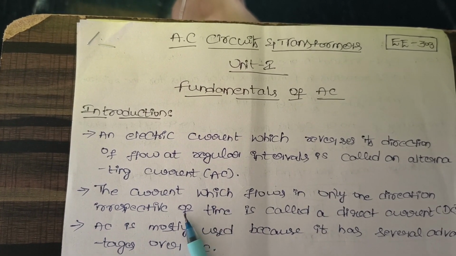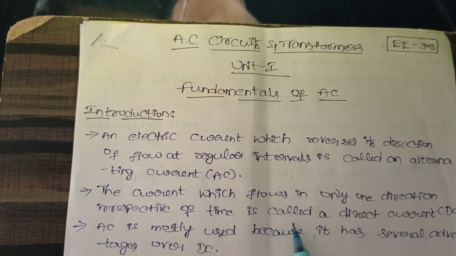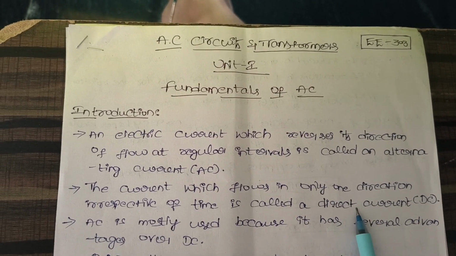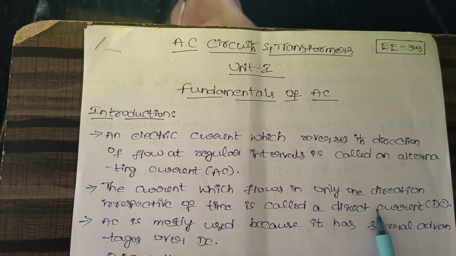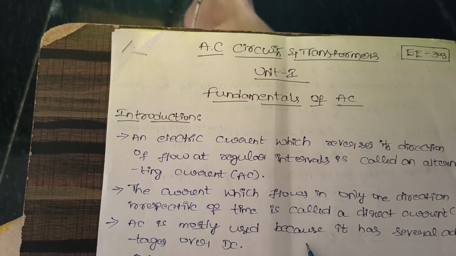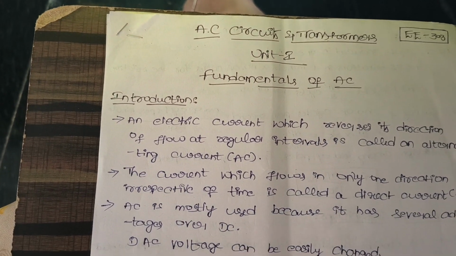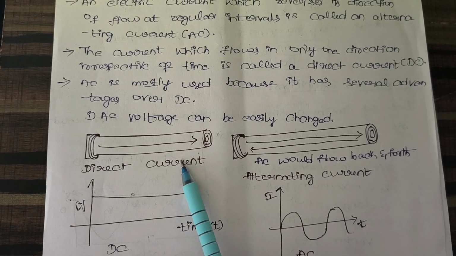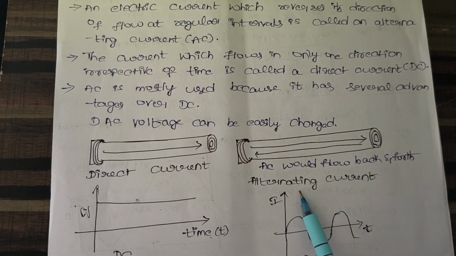And DC current, the current which flows in only one direction irrespective of time, is called a direct current, DC. So DC is the constant current which flows only in one direction. In both AC and DC, we have to observe that AC is mostly used because it has several advantages over DC. So here, these are the two waveforms and diagrams of DC current and AC current.